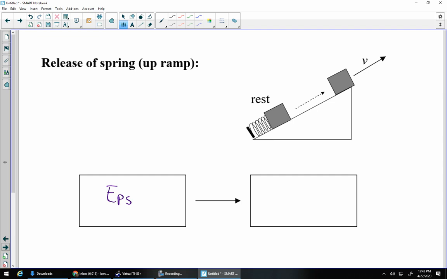We are starting with elastic potential energy. And then it is being shot, and it's gaining a ton of speed. So it's gaining a little bit of height, but it's gaining a ton of speed. So the main energy conversion is that EPS is going to be turning into kinetic. Again, a little bit of gravitational, but the big conversion is spring energy into kinetic energy.